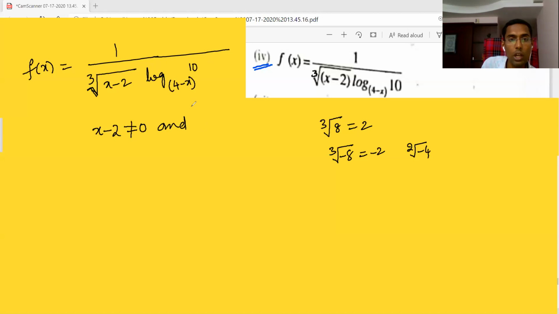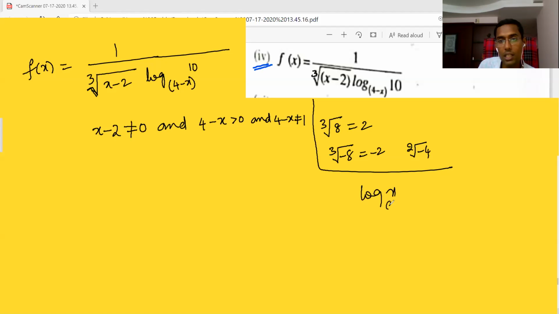So here number 1, logarithm is defined only when x is positive, that is greater than 0, and also 4 minus x not equal to 1. Already I discussed: log x base a is defined when a is greater than 0 and a not equal to 1. So here a should be greater than 0 and a not equal to 1.